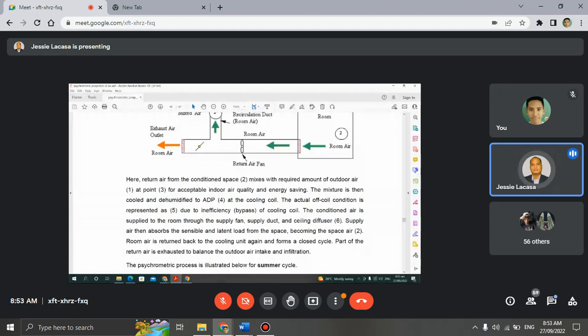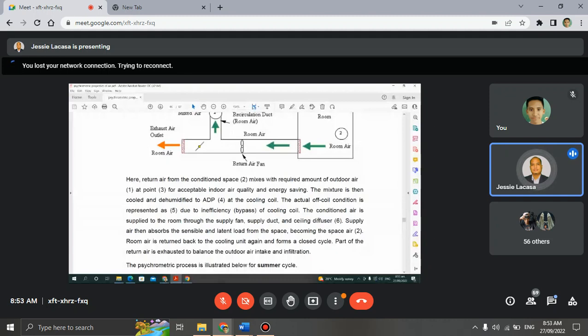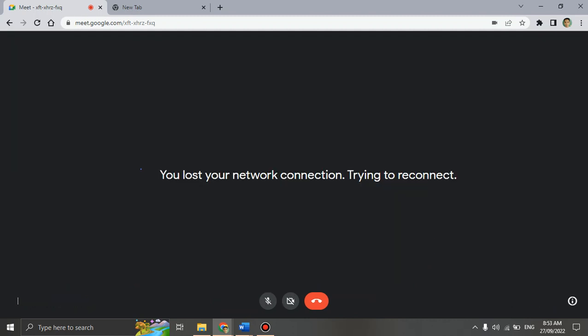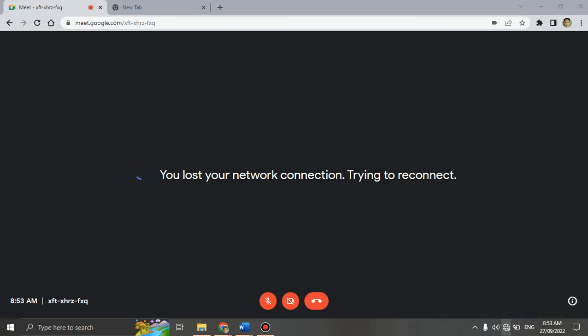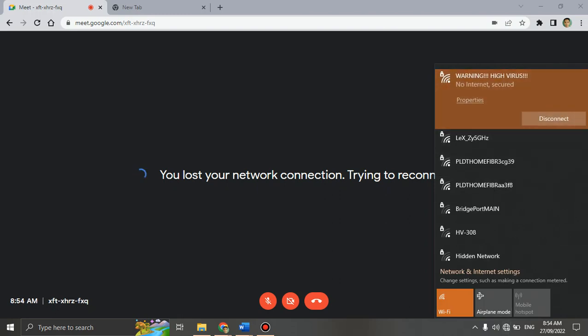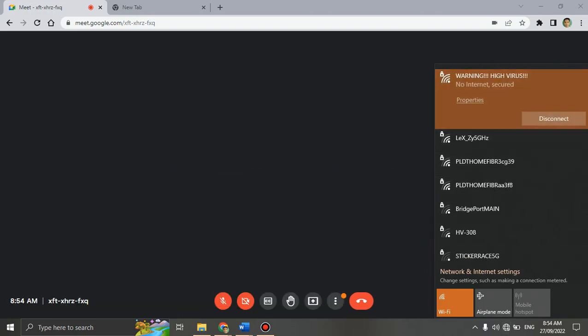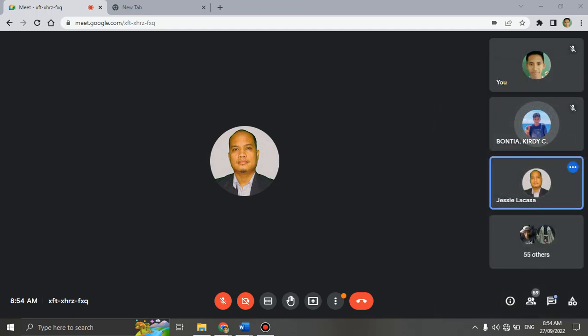So why do we need to have a mix of return air and fresh air only, or why not return air only?